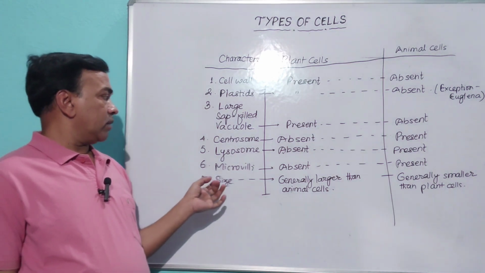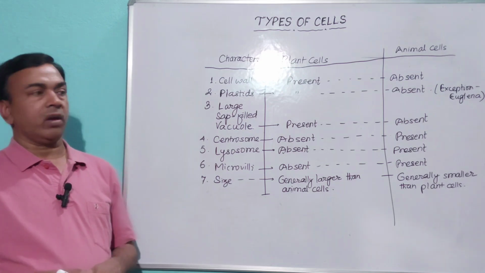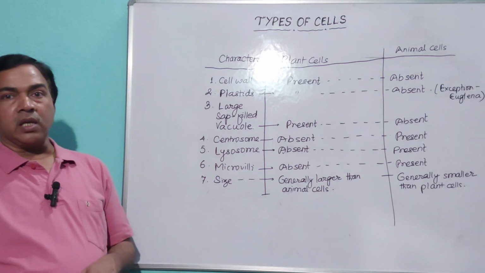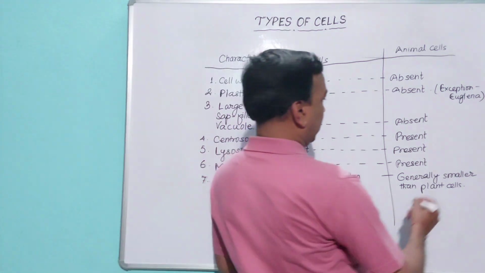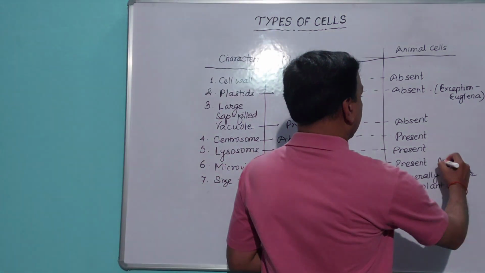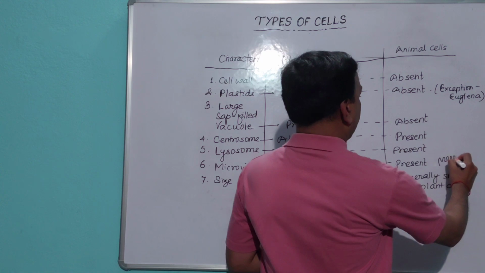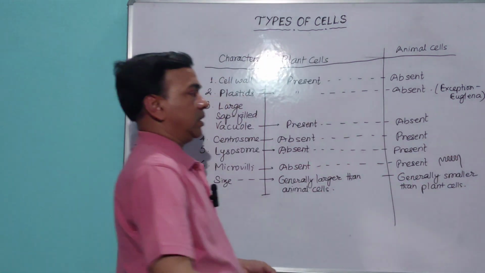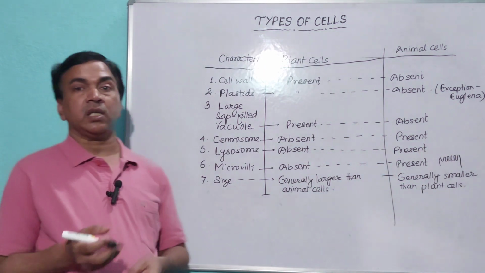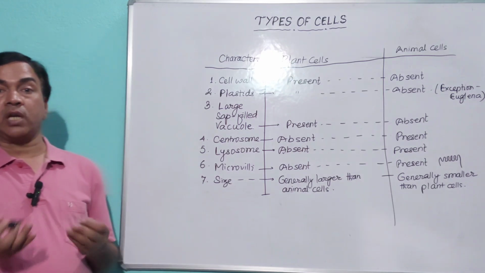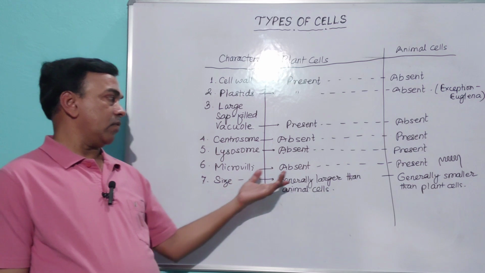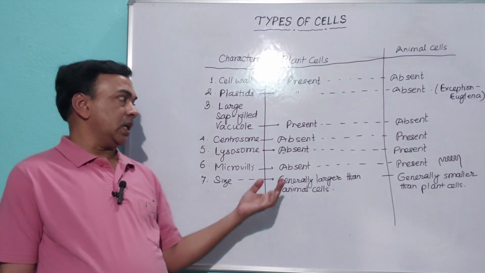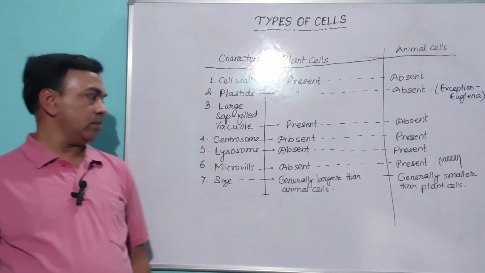The next one is microvilli. Microvilli is the finger-like projection of plasma membrane found in some animal cells. But plant cells have cell wall outside the plasma membrane, hence microvilli is not found in plant cell. It can be found only in animal cells.